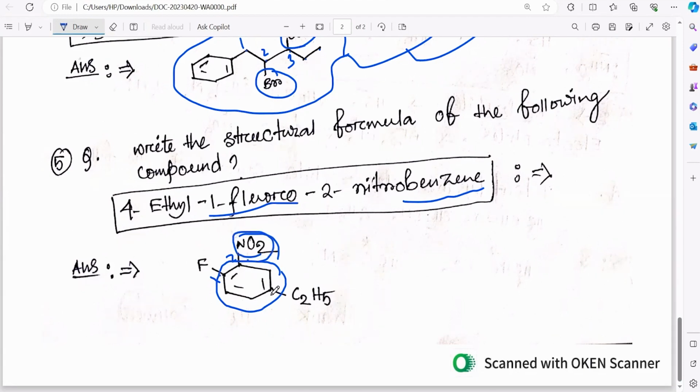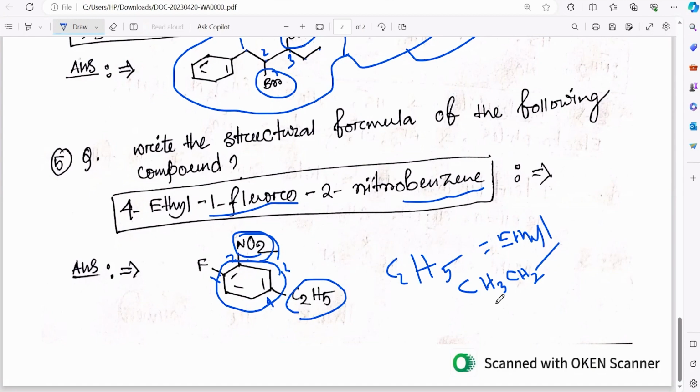Now 4 position, ethyl group. Now 4 position: 1, 2, this is 3 and this is 4. Now in the 4 position if you put any ethyl, C2H5 means what? C2H5 means ethyl group. This is called an ethyl. That is CH3, CH2. So that is an ethyl group.